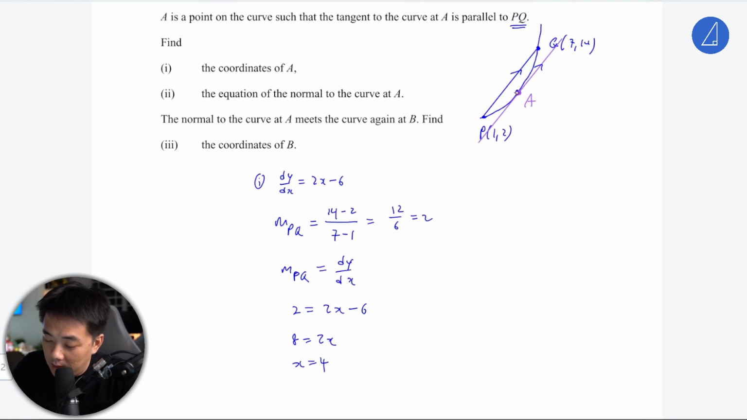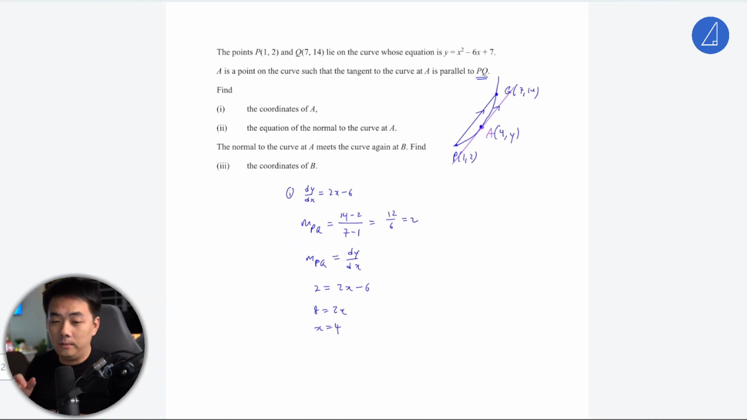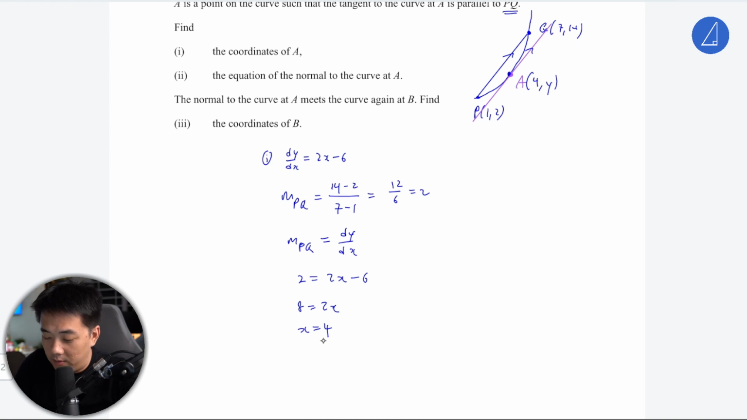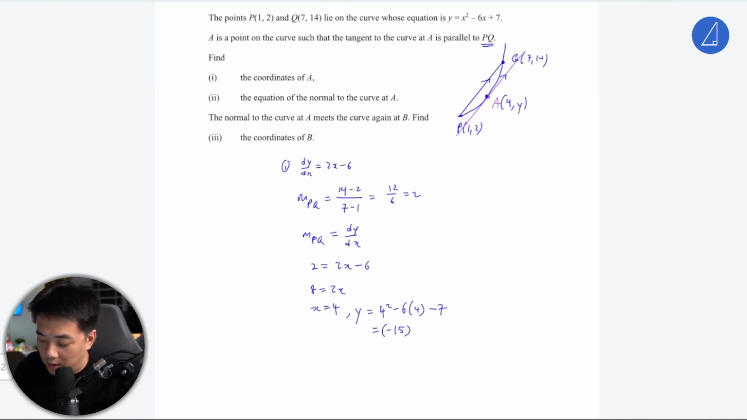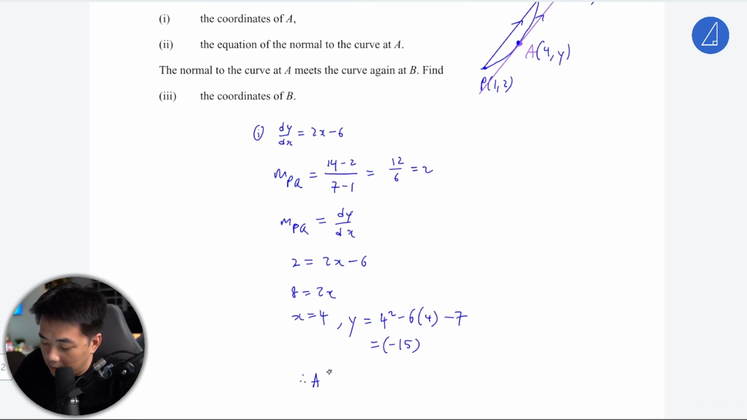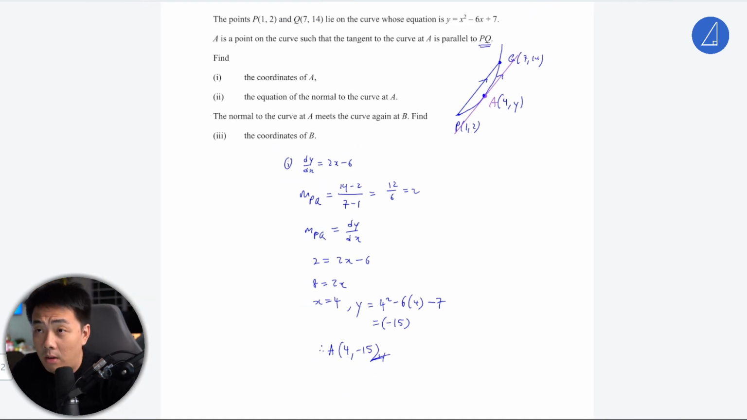So in other words, for this point A, we know the x coordinate will be 4. Now we need to find the y. So y will be 4 squared minus 6 times 4 plus 7, which is 16 minus 24 plus 7, that will be minus 1. Anyway, that's the whole point there. A will be (4, minus 1). All right, that's part 1.